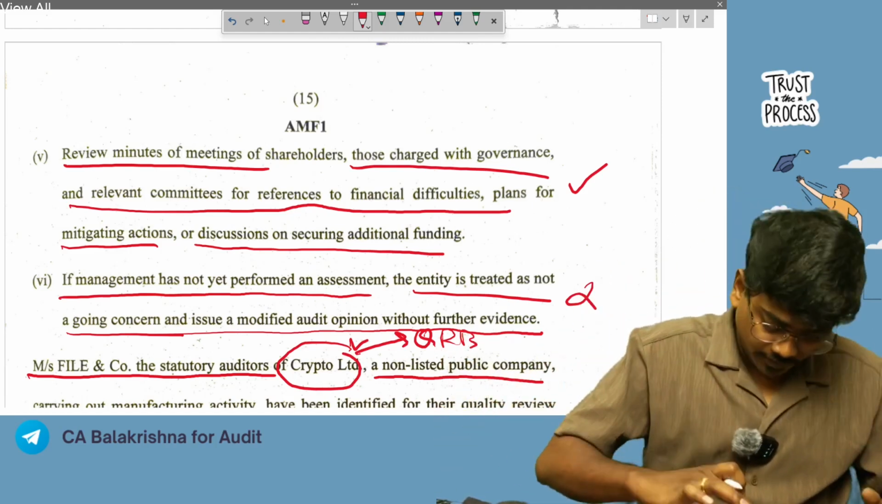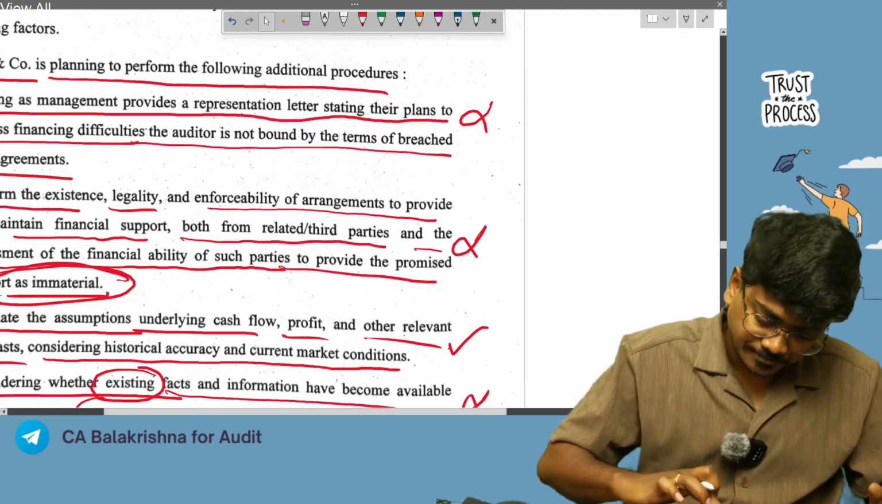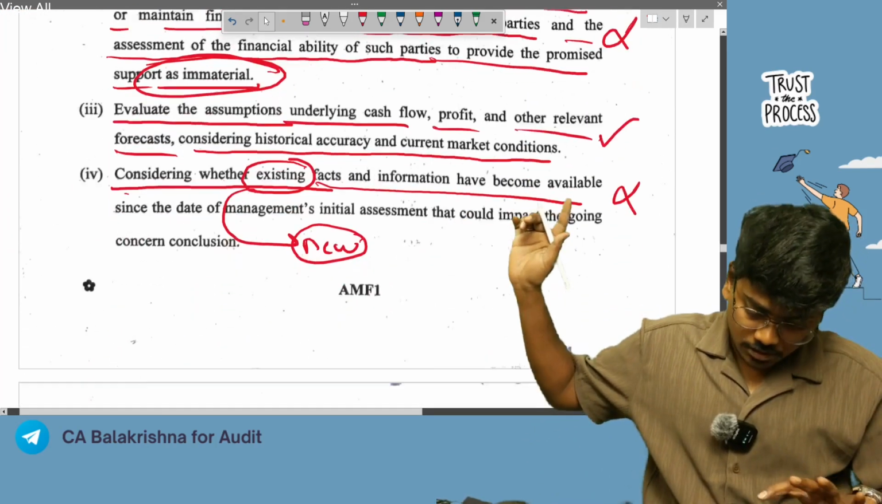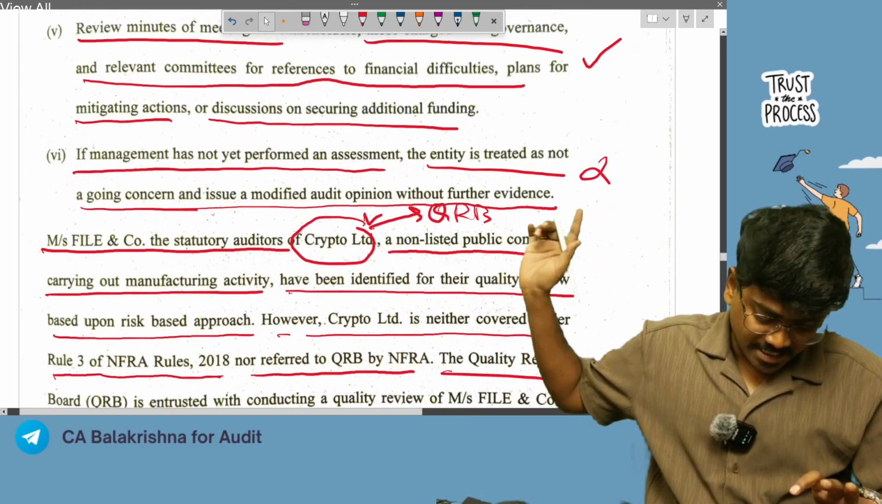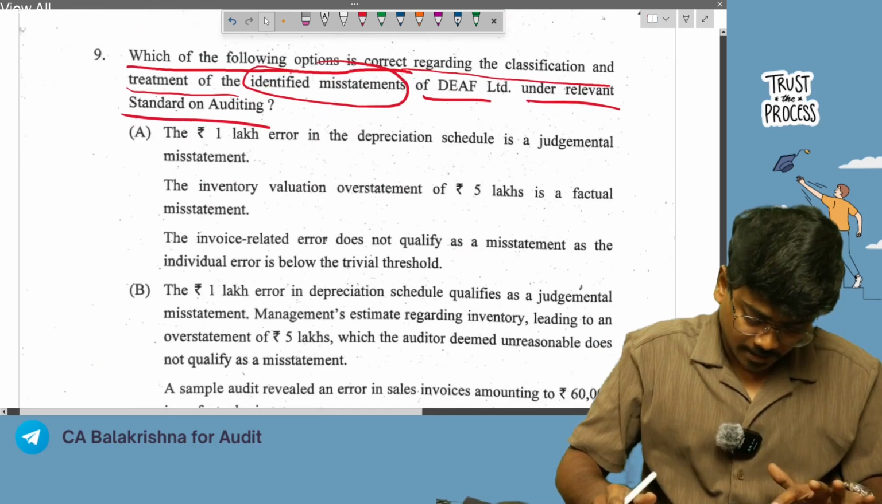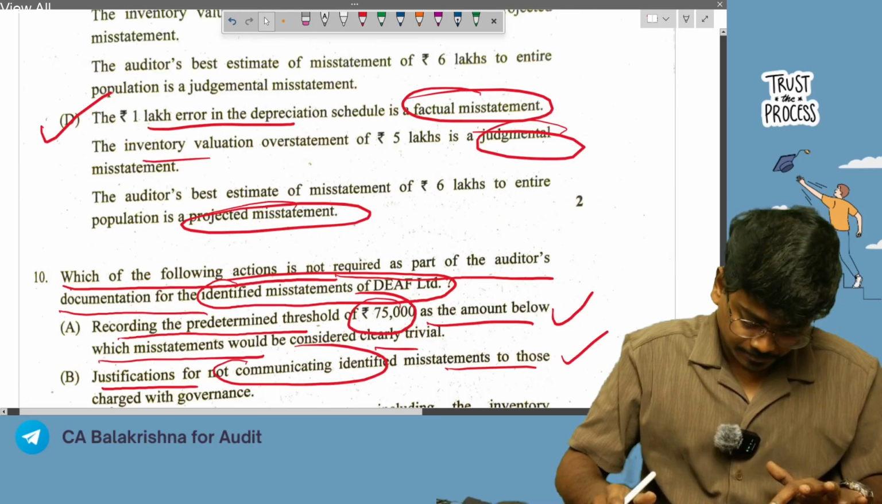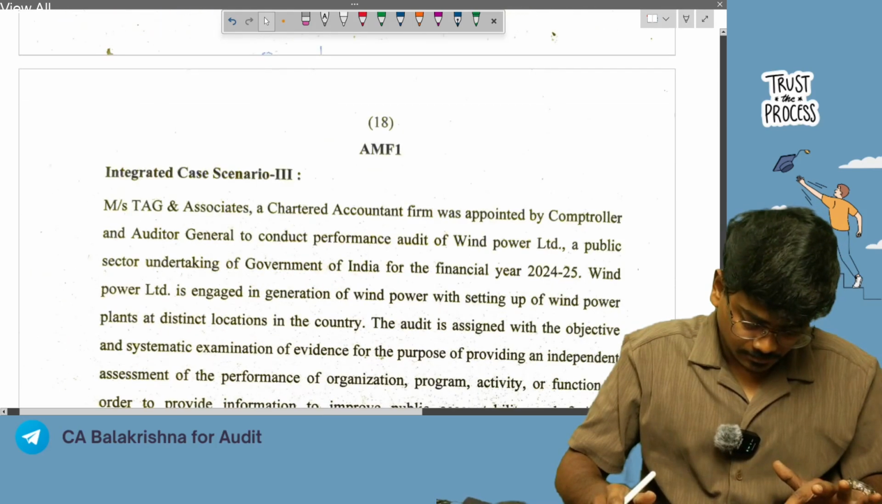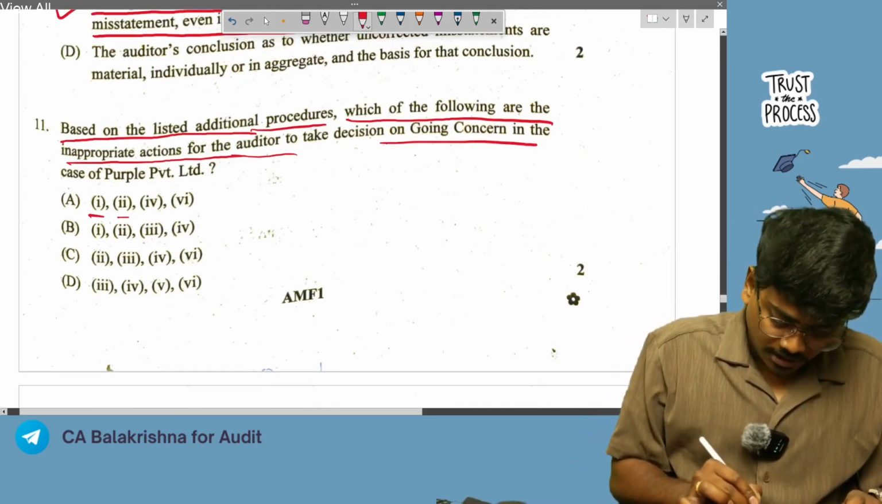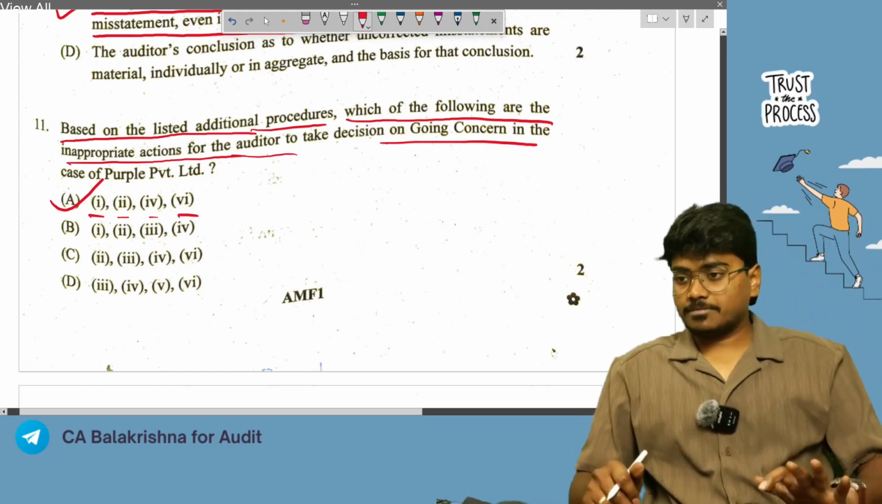So if you see, the wrong procedures are 1, 2, 4, 6. Let us see where it is there in the given options. Yeah, 1 2 4 6, option A is the correct option.